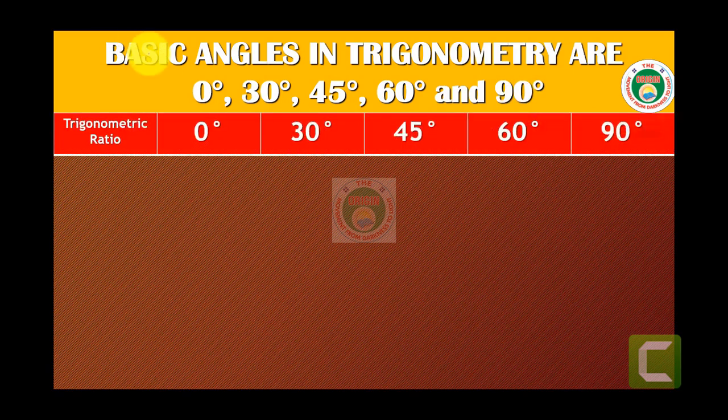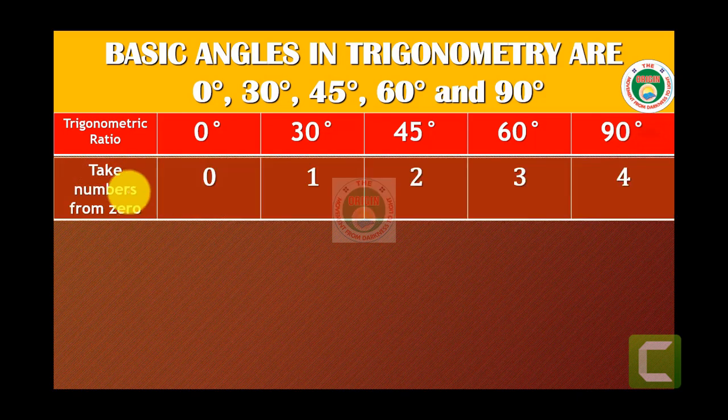Look here once. This is the trigonometric ratios column, this is the 0 degrees column, the 30 degrees column, 45 degrees column, 60 degrees column and 90 degrees column. The basic angles are taken here. I am explaining the proof for easy remembering purposes. Take numbers from 0, that is 0, 1, 2, 3 and 4.